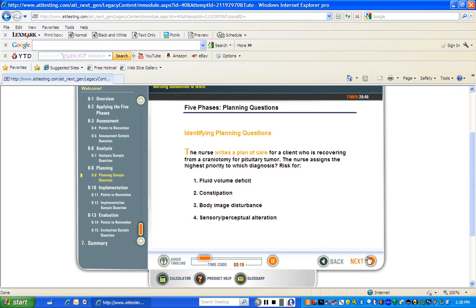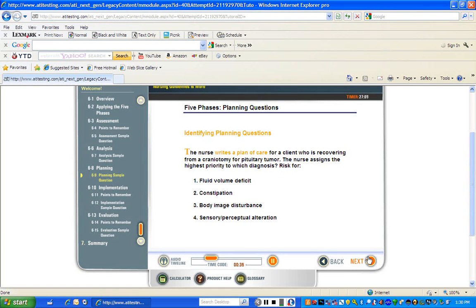The key words are highest priority. The client is the client who is recovering from a craniotomy for a pituitary tumor. The issue is the priority nursing diagnosis after a craniotomy. The type of stem is a priority response stem. Go ahead and look at and eliminate distractors.